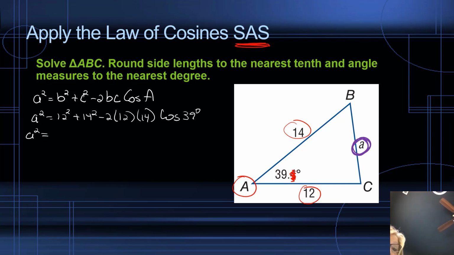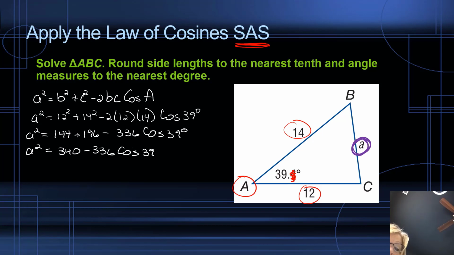So everybody knows 12 squared is 144, at least I hope they do, plus 14 squared, which is 196. Then it's minus 2 times 12 times 14, which equals 336 cosine 39 degrees. Of course, I'm going to combine the 144 and 196, and that will give me 340 minus 336 cosine 39 degrees. Now, the next thing we're going to do is just go a equals, because it's just a squared, the square root of this whole thing. You can just type that in.